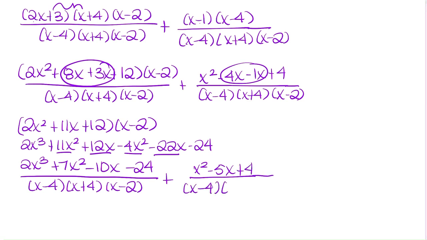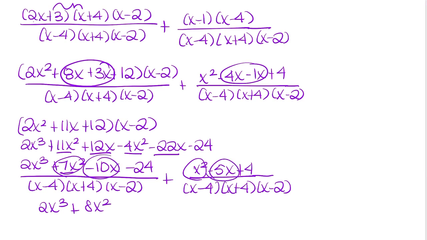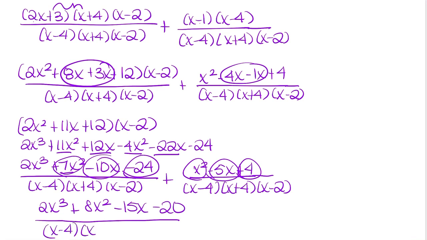So now, since I have a common denominator and everything's simplified, I'm going to combine my numerators. So when I do that, I get 2x cubed, right, plus 7x squared. There's an x squared over here. So 7x squared and x squared is going to give me 8x squared. Minus 10x and minus 5x is going to be minus 15x. And then minus 24 and plus 4 is going to give me minus 20. And that is all going to be over my common denominator, x minus 4 times x plus 4 times x minus 2. So nothing here can be simplified, so I'm just going to leave this as a rational expression.